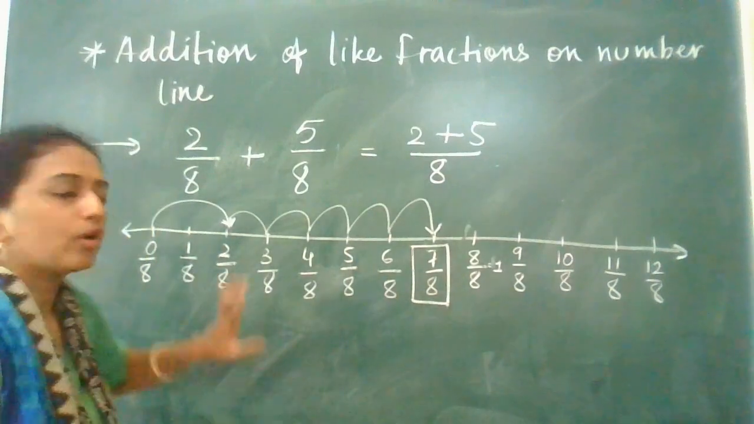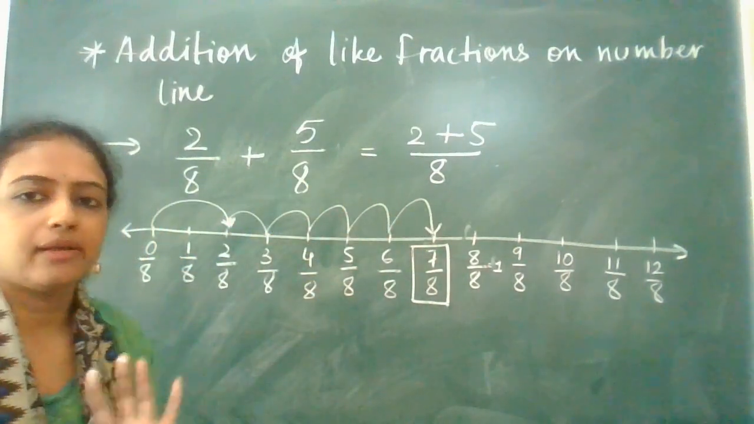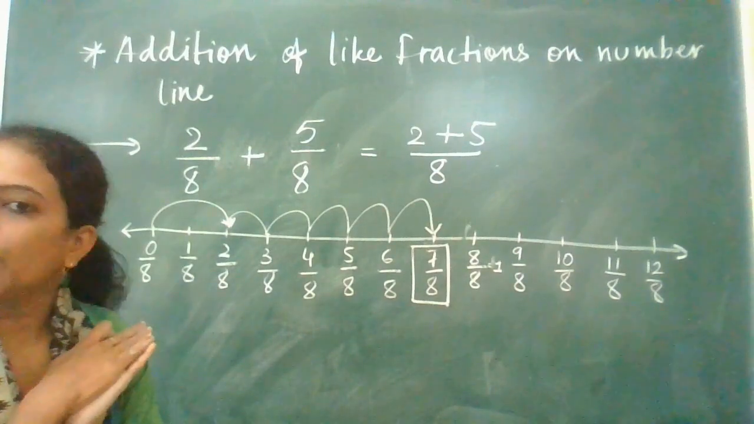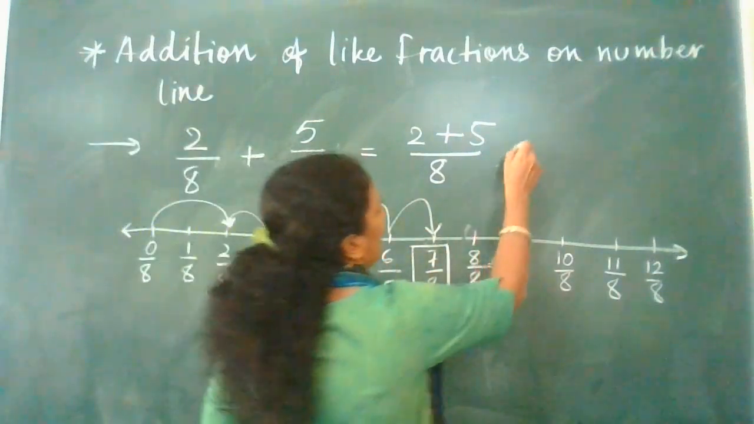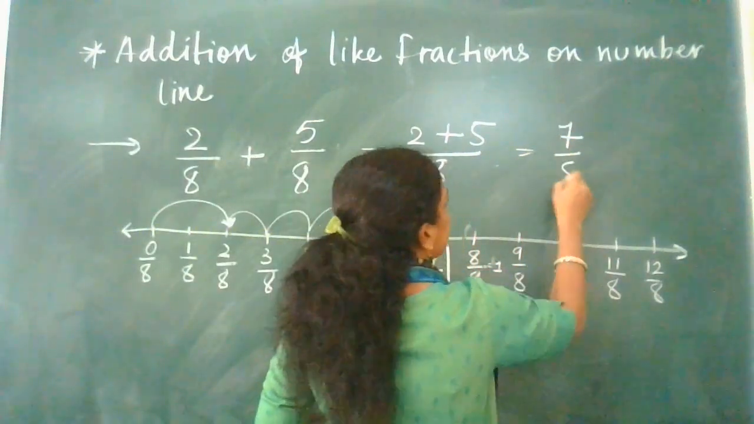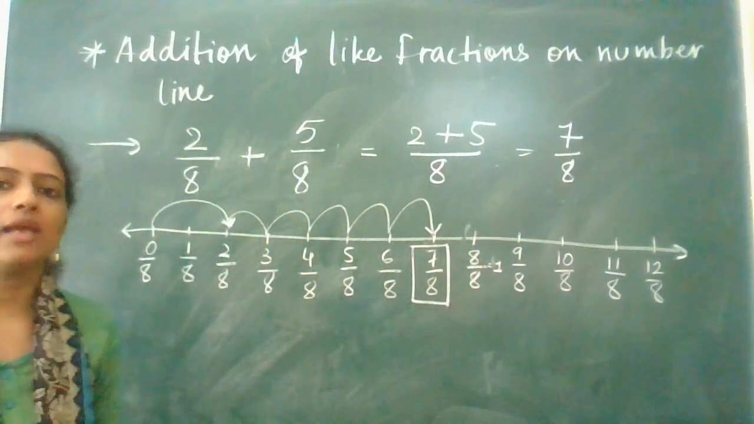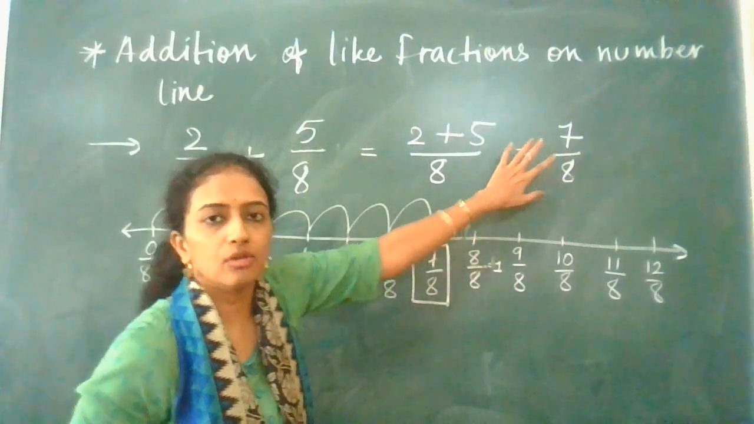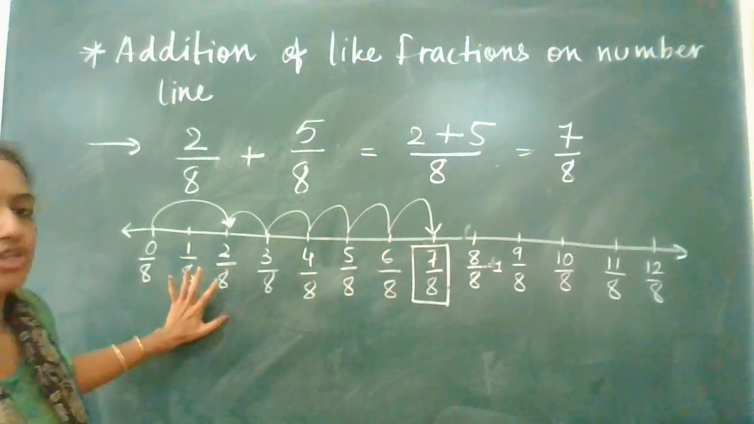You are not doing 8 plus 8, 16. No. Never add a denominator. For the denominator, you don't have to do anything. You just have to add the numerator. So 2 plus 5 is 7, over 8. You can match your answer with this. This is just for checking whether your answer is correct or not. So this is addition on the number line.